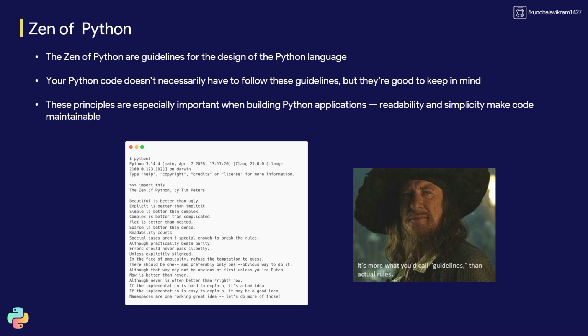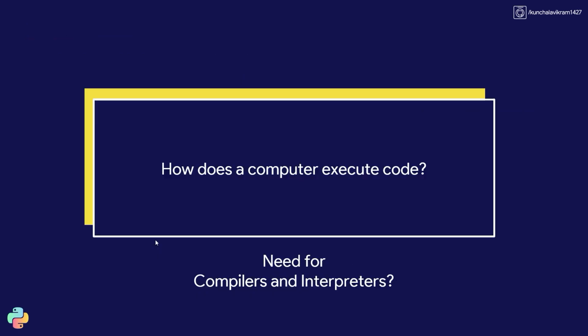Like beautiful is better than ugly, explicit is better than implicit, simple is better than complex, flat is better than nested, readability counts, all these things, like having the documentation or docstrings. Okay, so these are all the various guidelines that we can follow while writing better Python code.